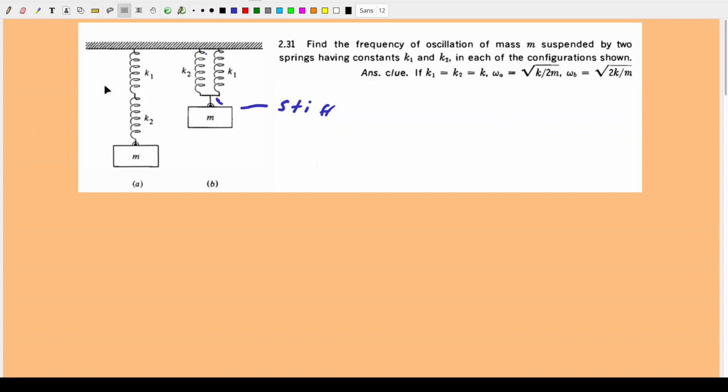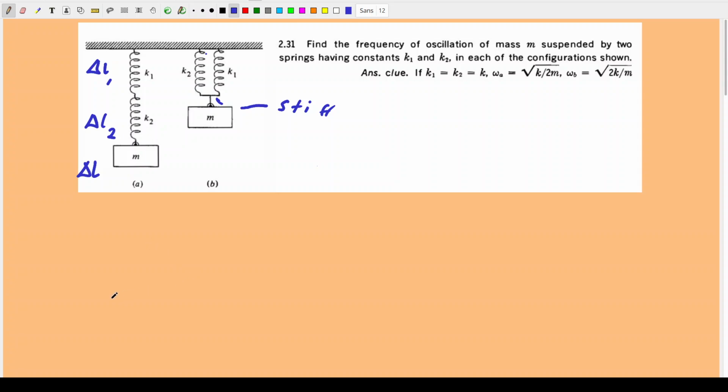So if we start with that system in series, what we actually have here is if you extend the two springs, here, for example, if you extend this with delta L here, then there will be an extension delta L1 on that spring and delta L2 on the second spring.